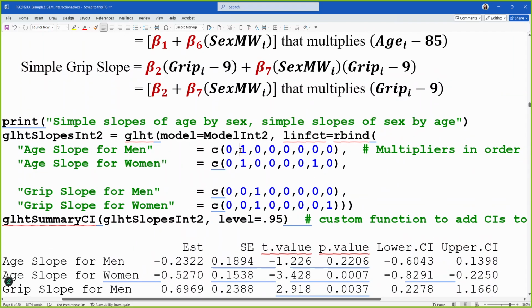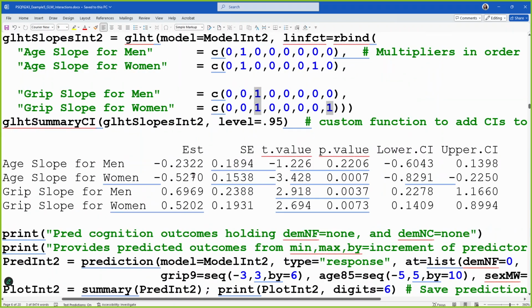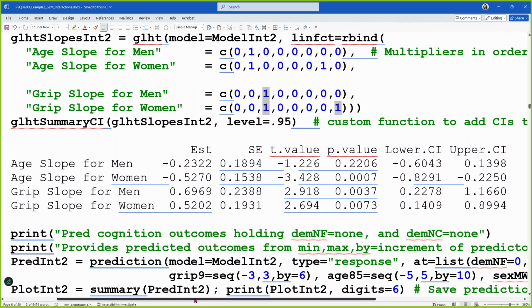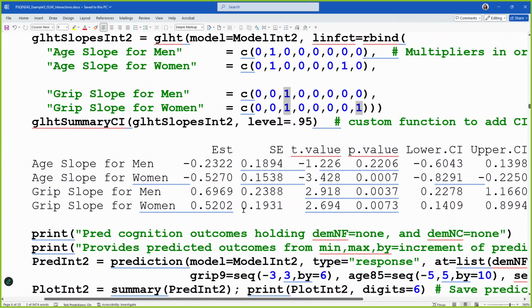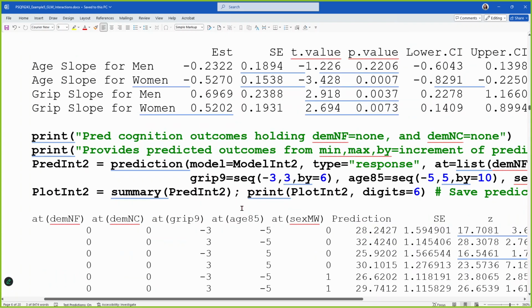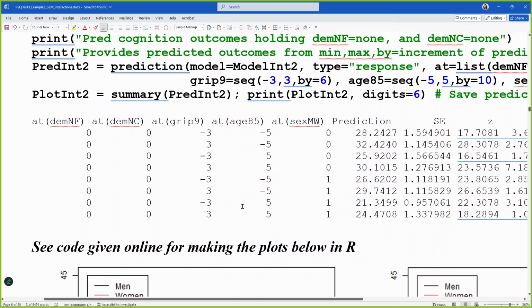So in this case, I have a 1 in both of these spots because that's for the age slope. And then I have a 1 here because it turns on for women as the moderator through the interaction term. Likewise down here, I have a 1 for the grip strength slope, and then a 1 for the grip strength interaction term to turn the grip strength slope on for women. And the results are the same as what we got in Stata, just compiled into one little table here. And then I made some pictures.